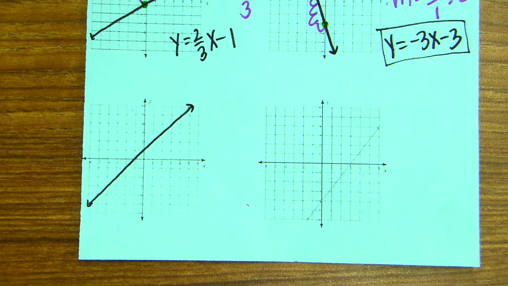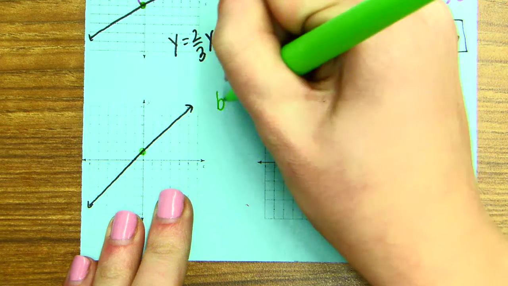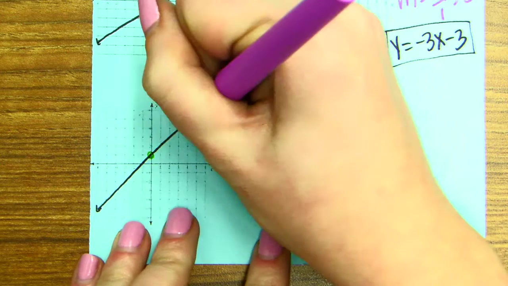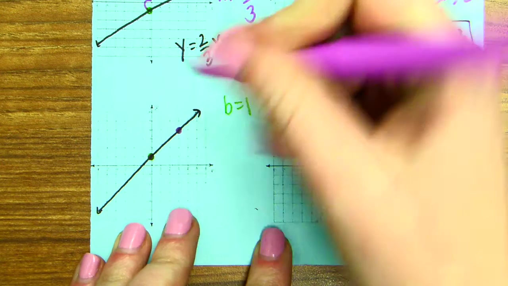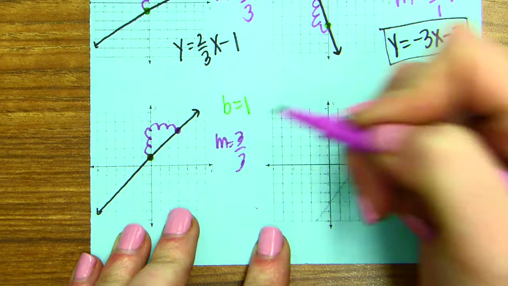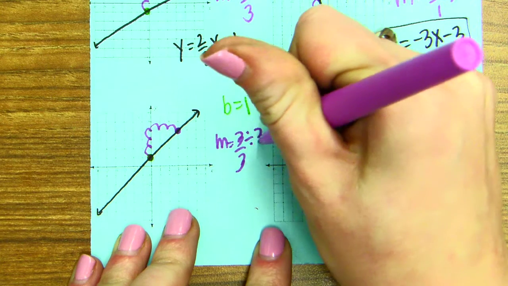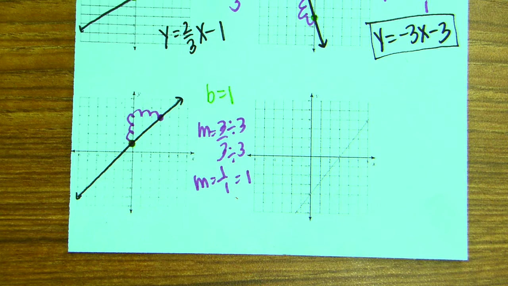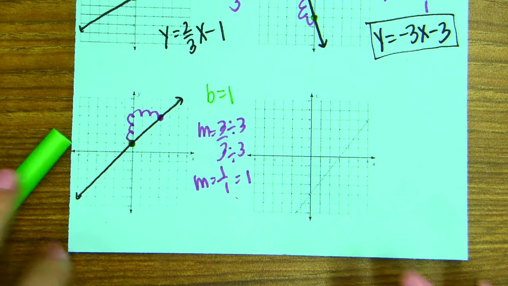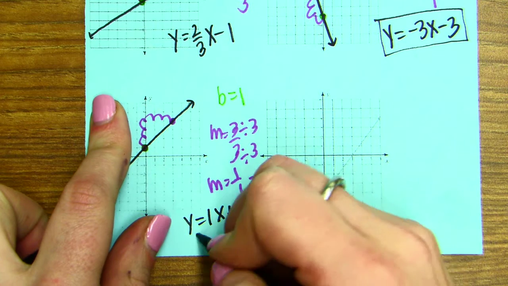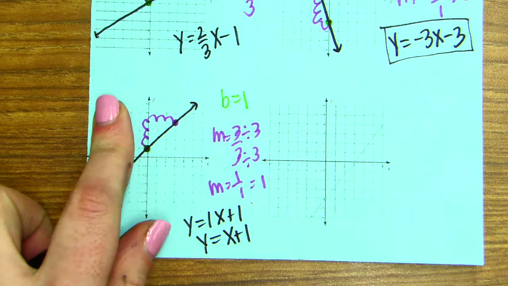This one, the y-intercept is 1. So b is 1. It crosses the y-axis at 1. For my slope, I can use any 2 dots on the line. I'm going to use this dot and this dot. It goes up 3 to the right 3. Can I simplify that? I can divide the top and bottom by 3. So my slope is 1 over 1, or just 1. If my slope is 1 and my y-intercept is 1, my equation is y equals 1x plus 1, which I can simplify to y equals x plus 1.